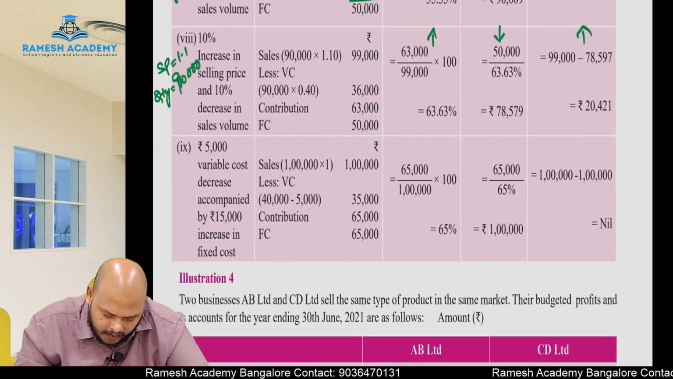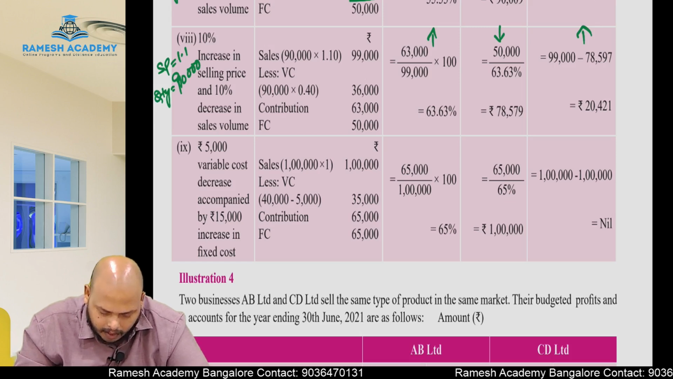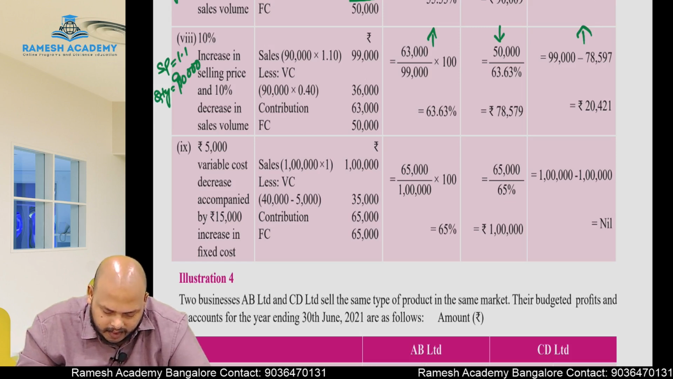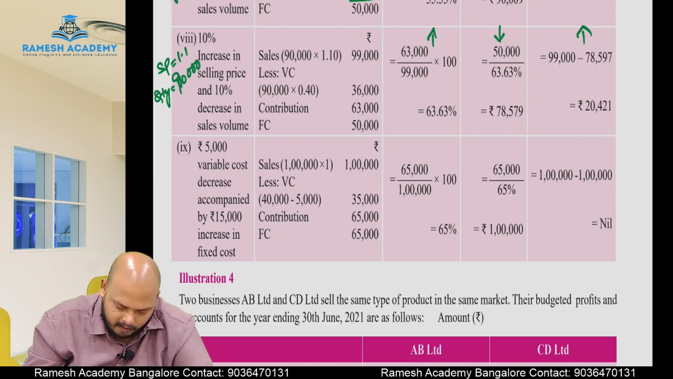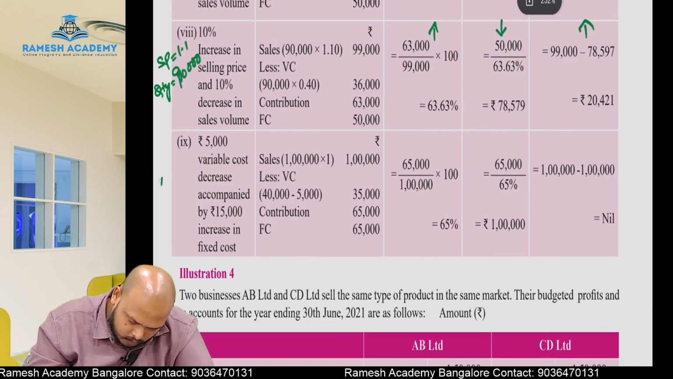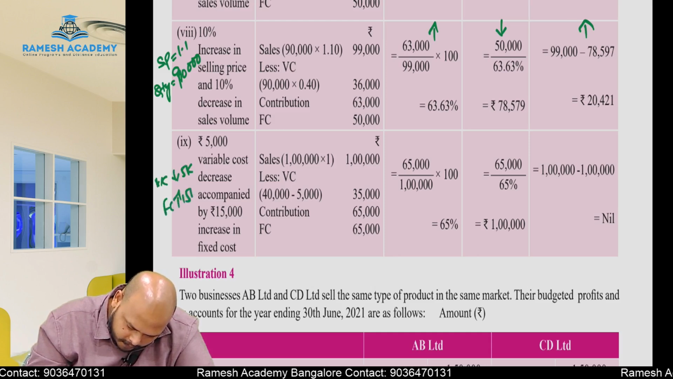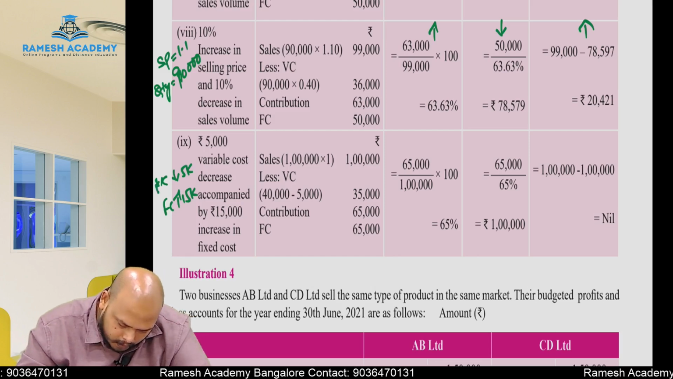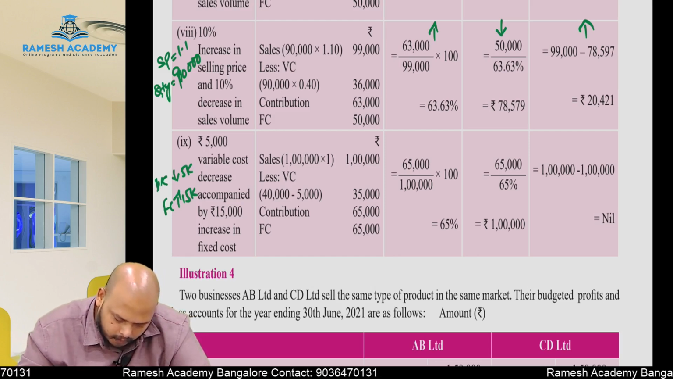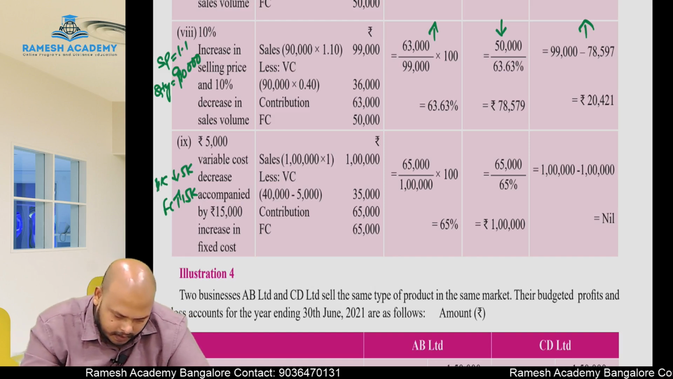Here, 5,000 variable cost decrease accompanied by 15,000 increase in fixed cost. Okay na? Variable cost decreased by 5k, fixed cost increased by 15k. Variable cost is decreased by 5k. Okay na? Variable cost is decreased by how much, Nana?